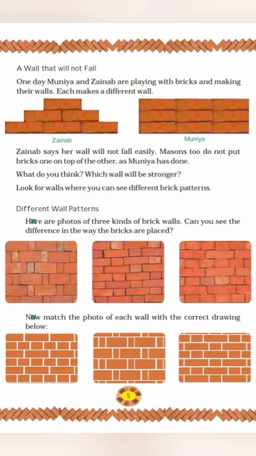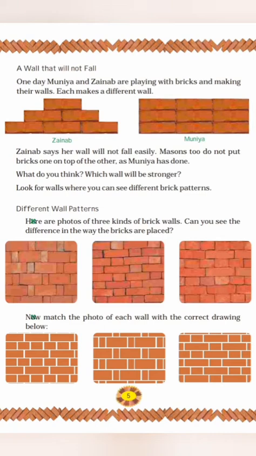Page number 5. One day Munia and Zainaba are playing with bricks and making their walls. Here Zainab and Munia both make their wall. Both the arrangements are different. For starting the second row, they have used the center of the lower brick and then arranged other bricks. In Munia's wall, they have put bricks one on top of the other, and they both are discussing whose wall is stronger. So children, what do you feel? Which wall out of these two is stronger?